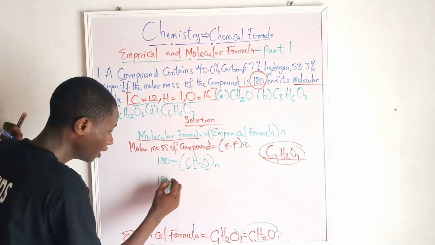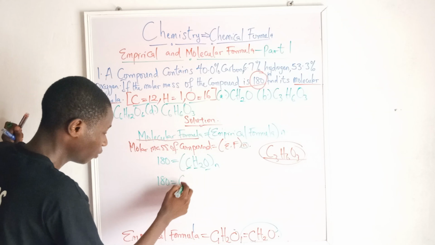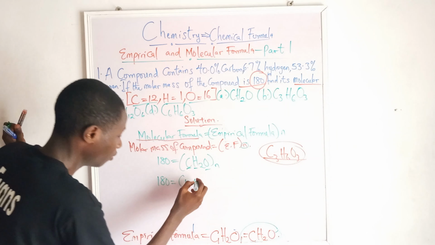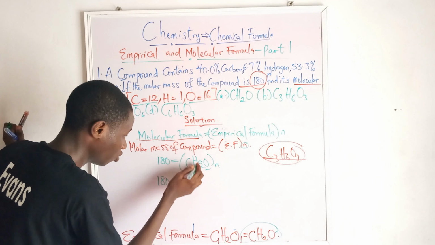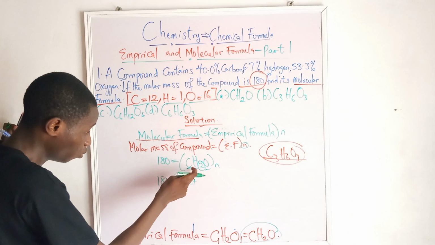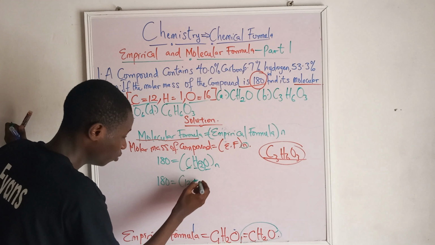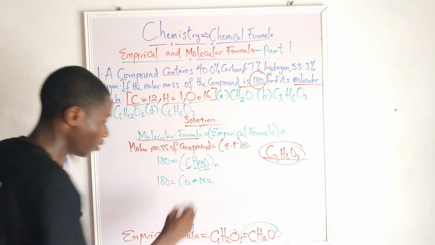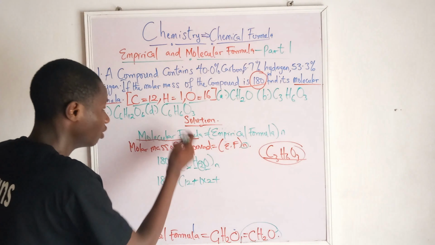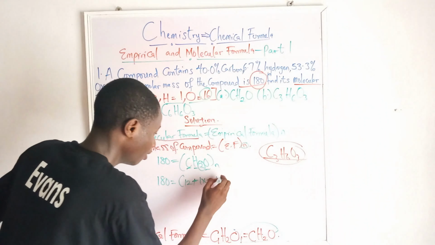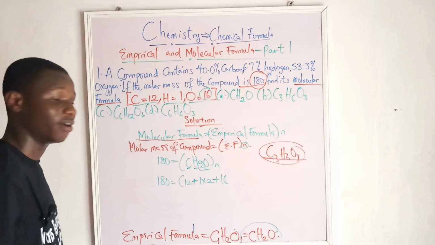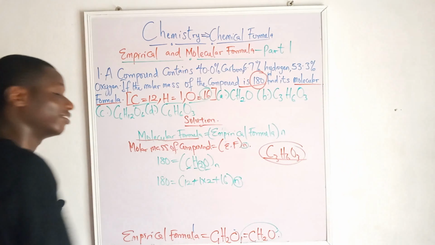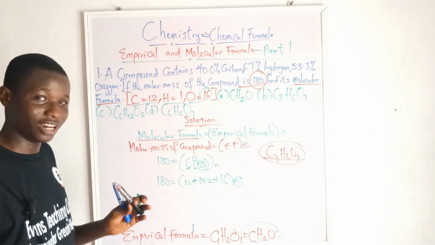180 is equals to, what's your carbon? 12. What's the molar mass of hydrogen? It is 1. Now, hydrogen has a subscript of 2, so instead of just 1, you will say 1 times 2. Do you get the logic? Plus oxygen, the molar mass of oxygen is 16. No subscript, the subscript is 1, so 16 times 1 is still 16. We are now looking for n. I hope you understand to that aspect.